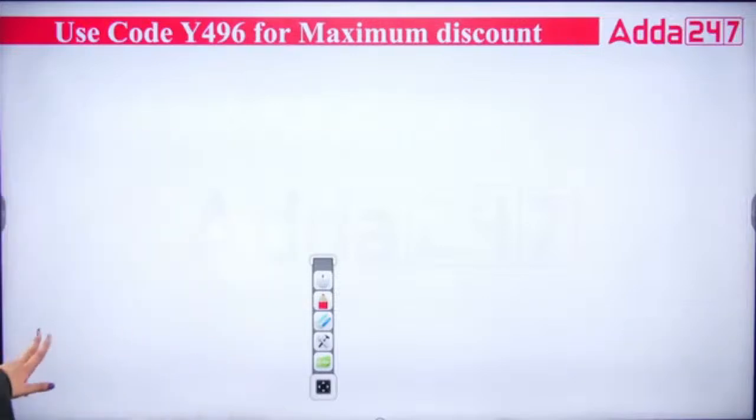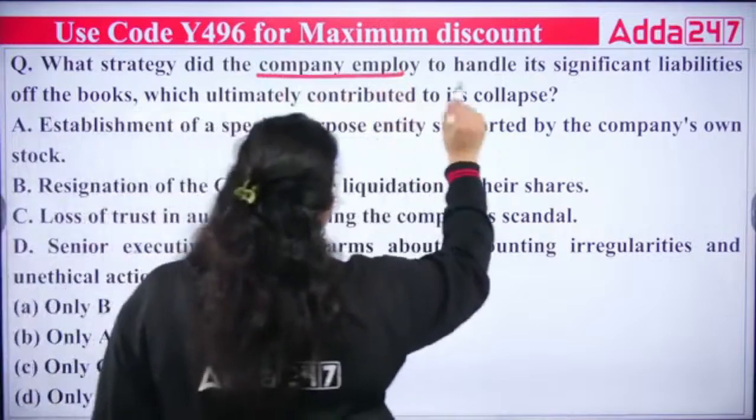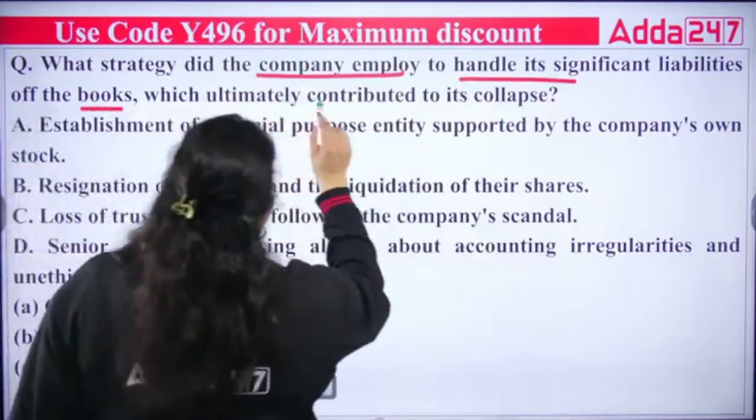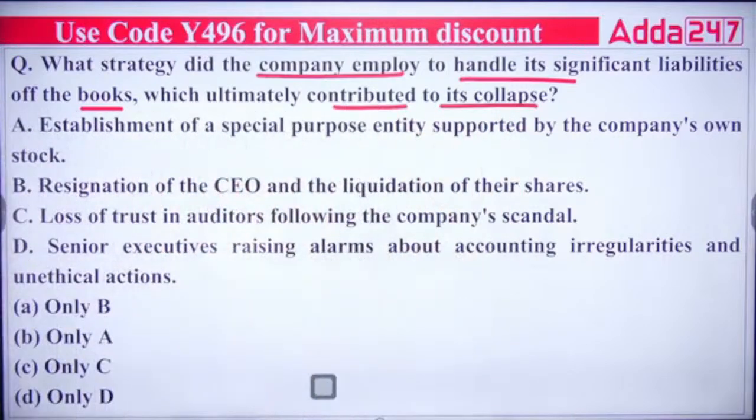Next question. Next is talking about what strategy does the company employ to handle its significant liabilities on the books, which ultimately contributed to its collapse. So what strategy did a company employ to handle its significant liability on the books, which will ultimately contribute to its collapse? A, B, C or D?